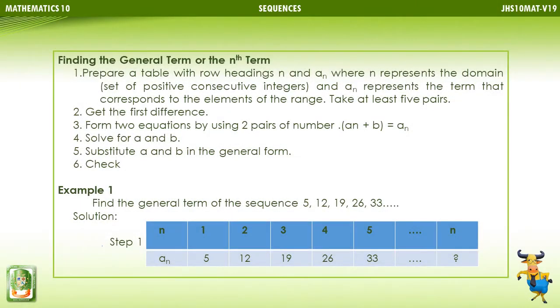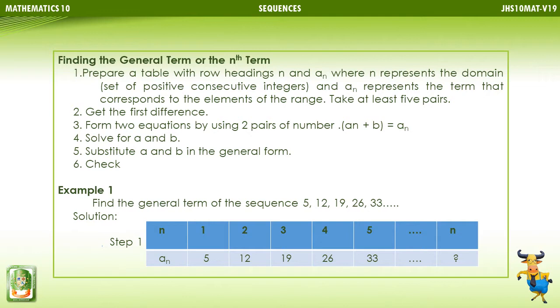Finding the general term or the nth term. 1. Prepare a table with row headings n and a sub n, where n represents the domain set of positive consecutive integers and a sub n represents the term that corresponds to the elements of the range. Take at least 5 pairs.